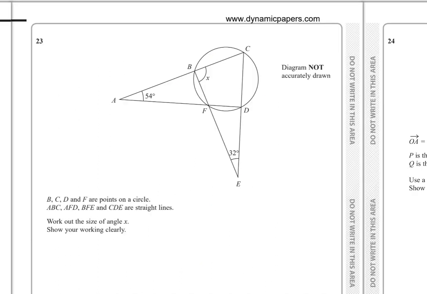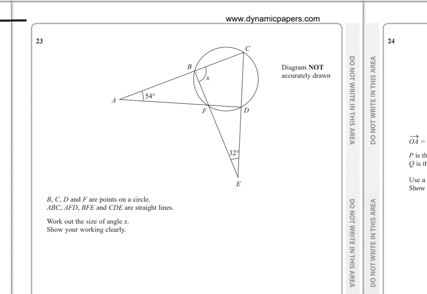23. B, C, D, and F are points on a circle. A, B, C, and A, F, D, and B, F, E, and C, D, E are straight lines. Work out the size of the angle x. Show your working clearly.